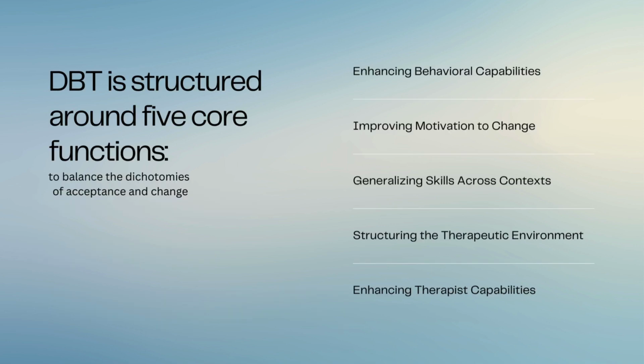DBT is structured around 5 core functions. So, enhancing behavioral capabilities, DBT focuses on building and strengthening specific skills in clients, particularly in the areas of mindfulness, distress tolerance, emotional regulation, and interpersonal effectiveness. And these skills are designed to help clients better manage their emotions and interactions with others.